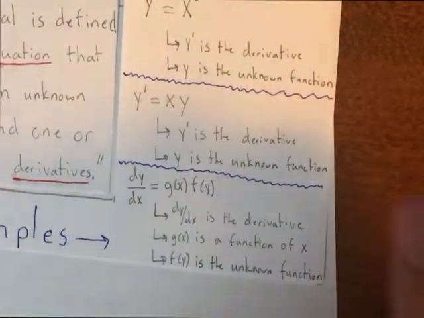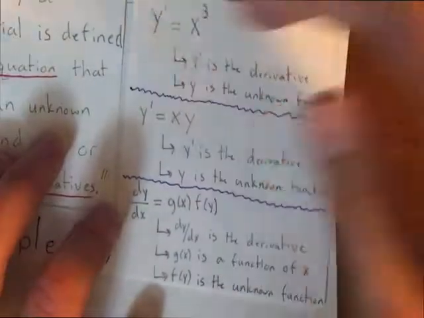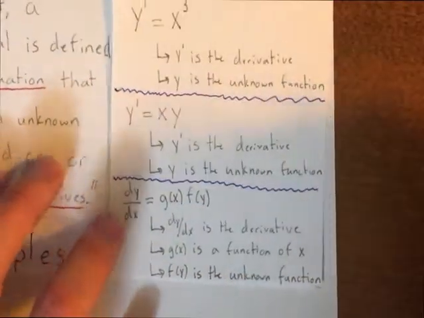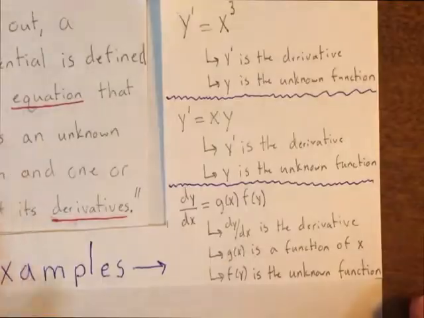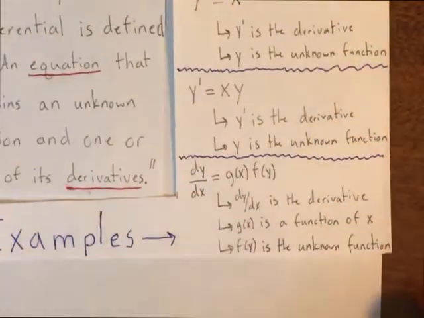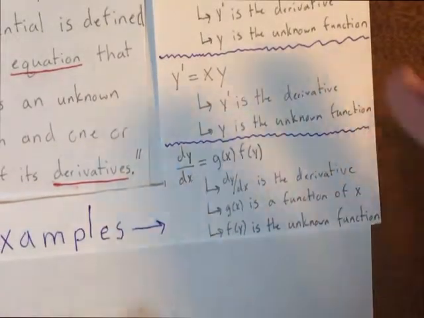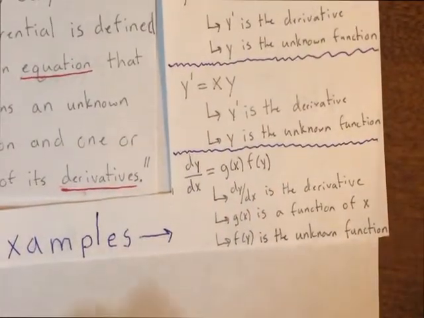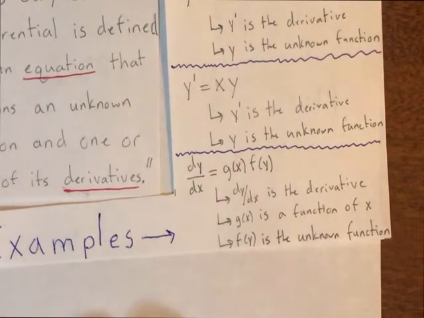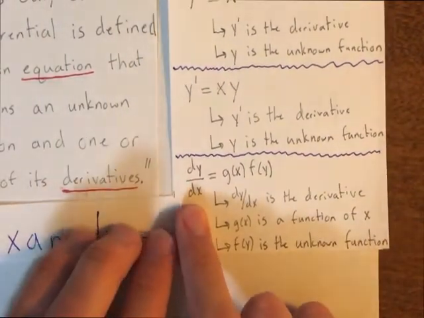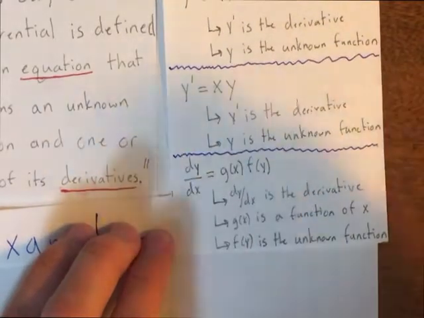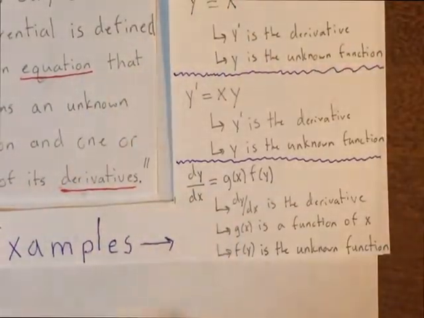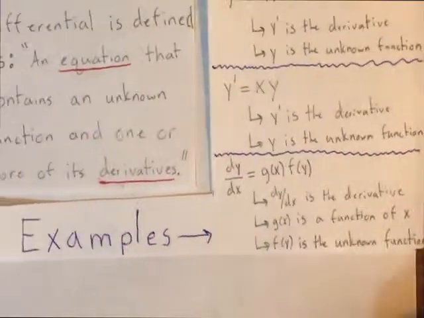We have an x and a y. Again, y prime is the derivative, and this time we have an actual unknown function, y, which is assumed to be a function of x. And the last one, dy/dx equals g of x f of y. This is in Leibniz notation. dy/dx is a derivative, g of x is a function of x, and then f of y is the unknown function. So it's just a different notation, basically saying the same thing.